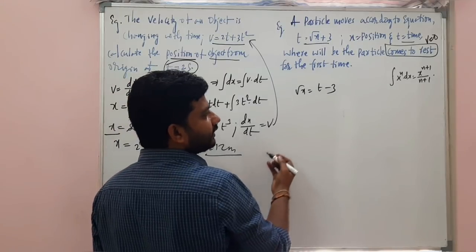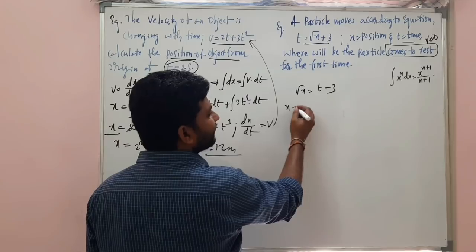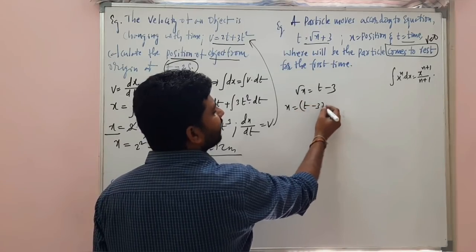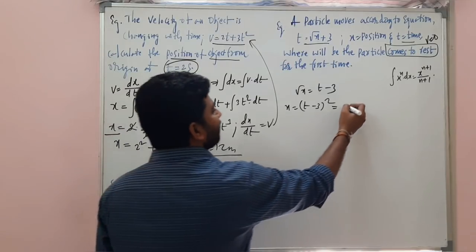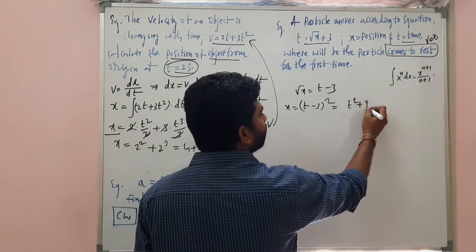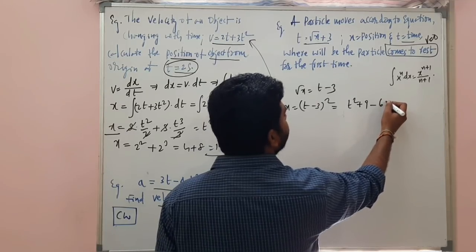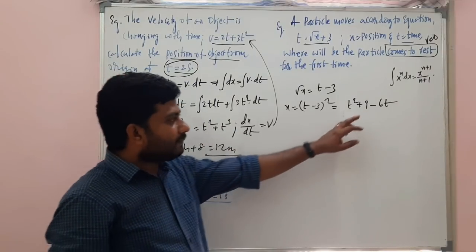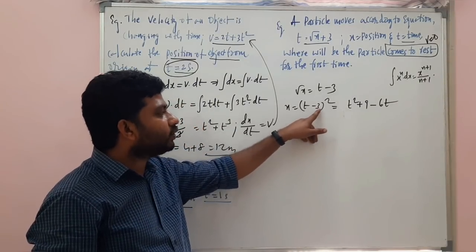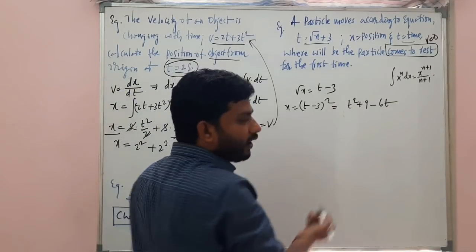This I can also write by applying square on both sides. That will be x is equal to t minus 3 whole square. So that's the (a minus b) whole square formula: a square plus b square minus 2ab. Minus 2 into t into 3, that is minus 6t. So x value you have got.